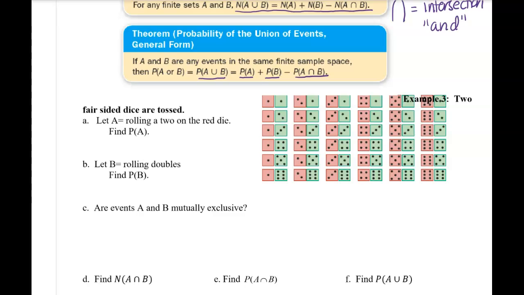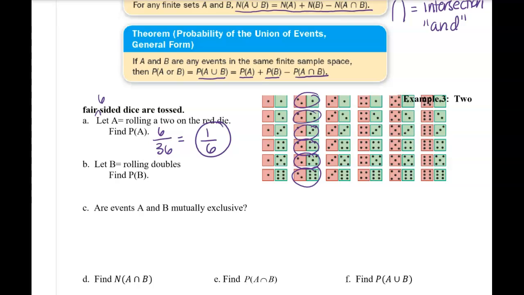So example 3, 2 fair 6-sided dice are thrown. If A is rolling a 2, let's find the probability that you roll a 2. So how many ways can you roll a 2? Oh, I'm sorry, rolling a 2 on the red die. Otherwise, it doesn't add up to 2. A 2 on the red die, that's all of these, okay? 1, 2, 3, 4, 5, 6. Sorry, your notes are not in color. Basically the left die. Probability of A is 6 over 36, which simplifies to 1/6.